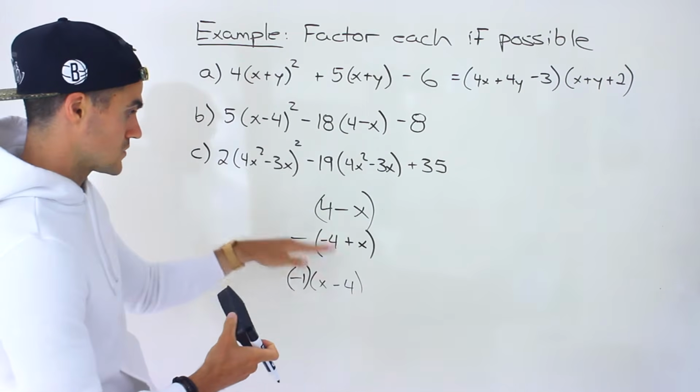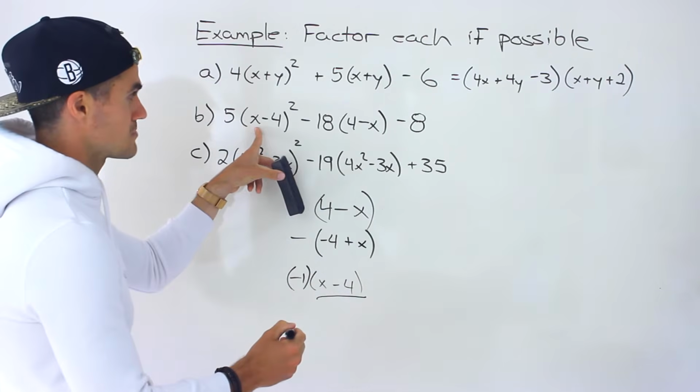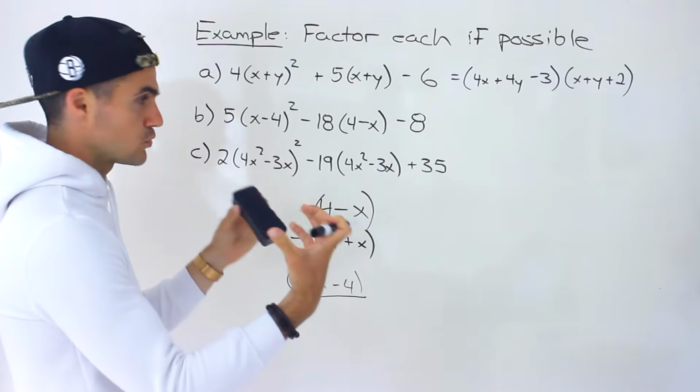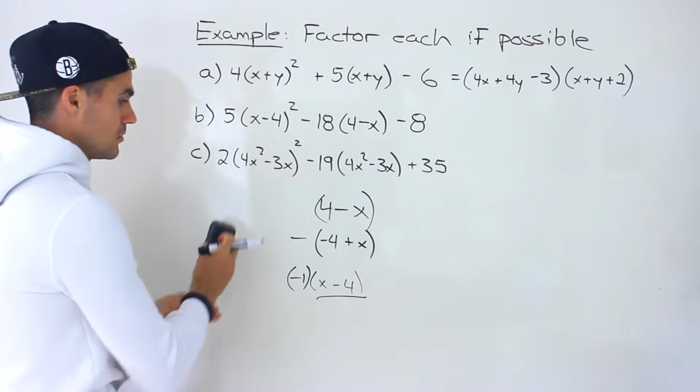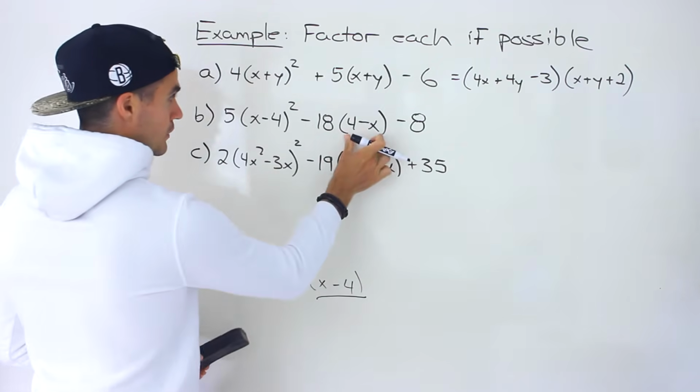And now notice the reason why we did that is because now we're going to have an x minus 4, and then we'll have an x minus 4 here. And now we can make an expression where we take out that bracket. But first, let's take these two brackets and plug it in for this bracket.